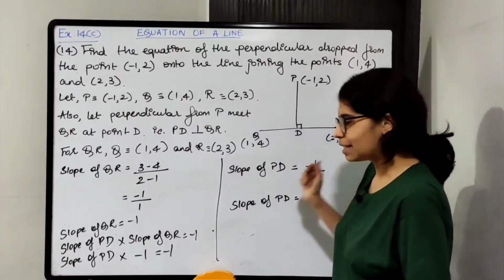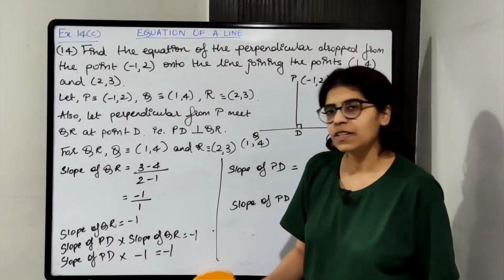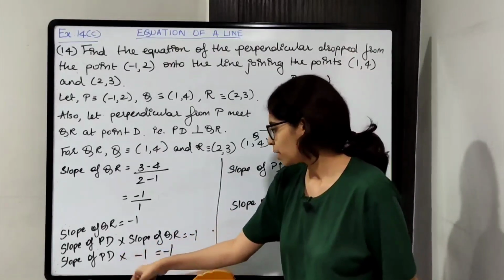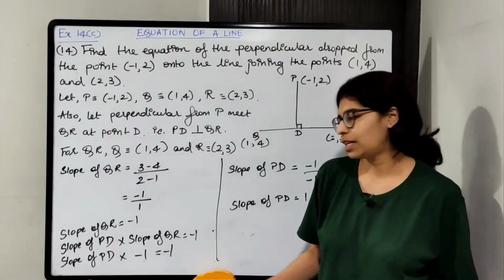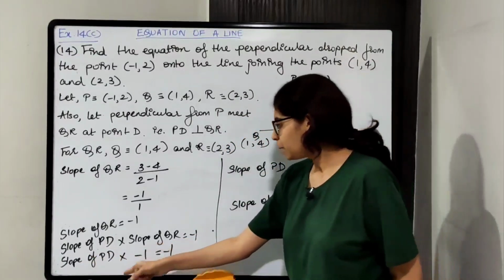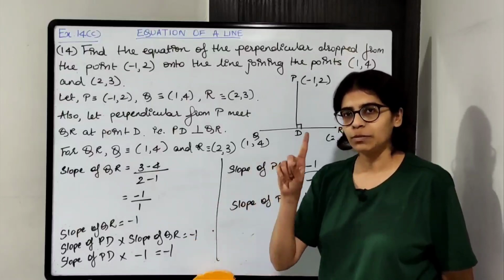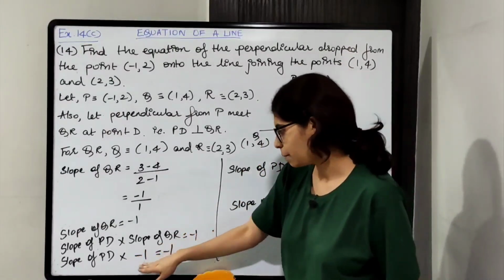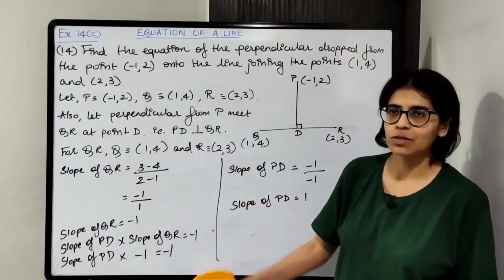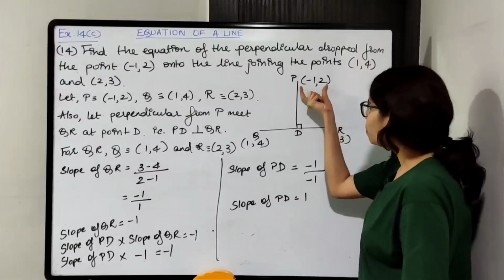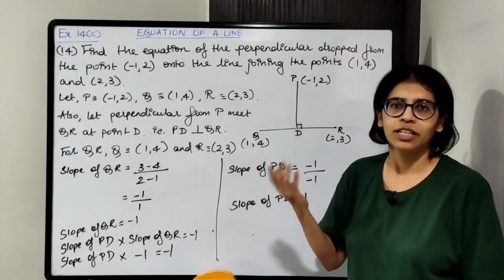You can also find it like this. -1 we can cancel because it is multiplied. So -1 will cancel. That is, only 1 will remain here. So slope of PD is equal to 1. In multiplication, when we cancel out, 1 remains. And when you add or subtract, then 0 remains. So here 1 will remain. That is, slope of PD is 1. So we got the slope of PD. We know the coordinates of P. We can easily find out the equation of PD.